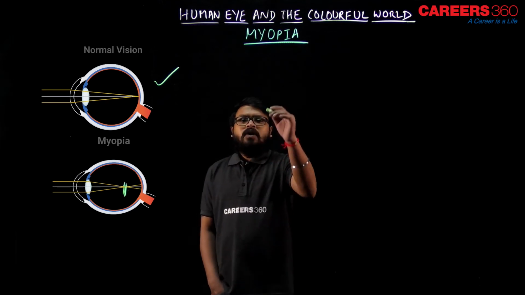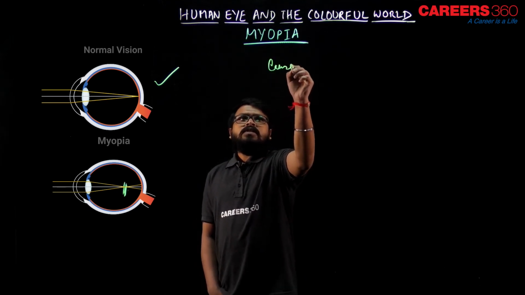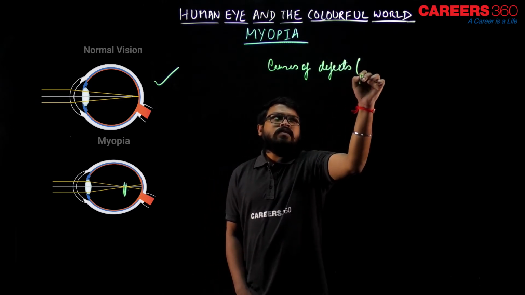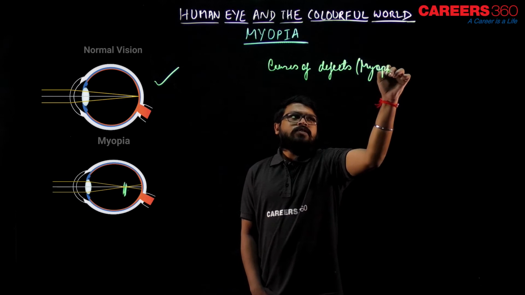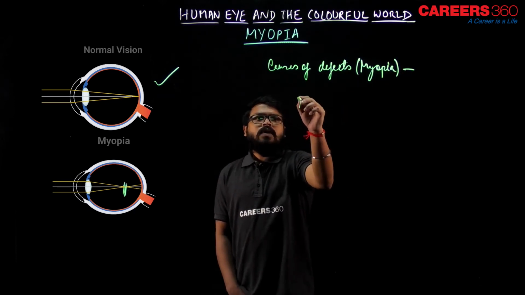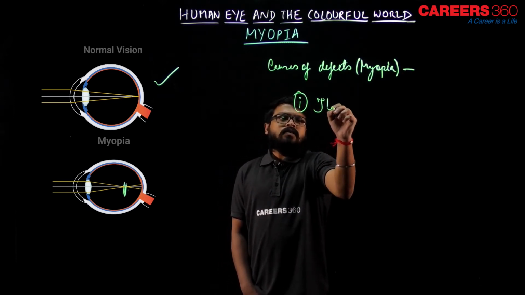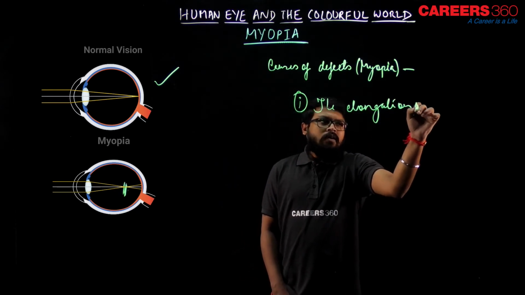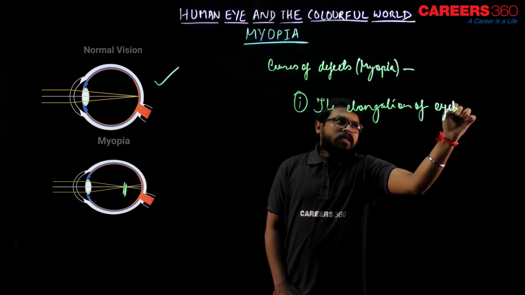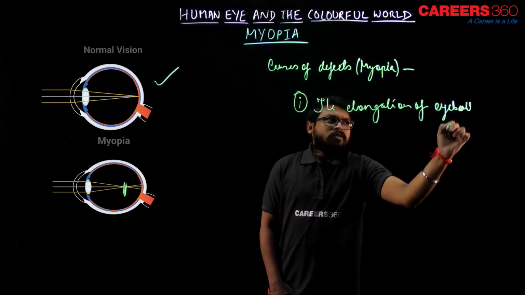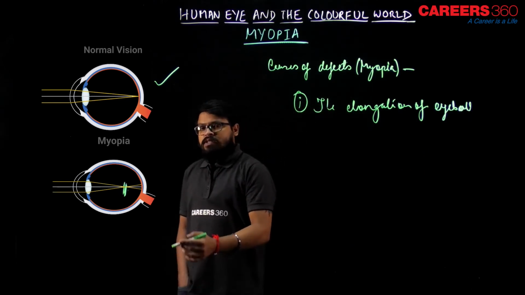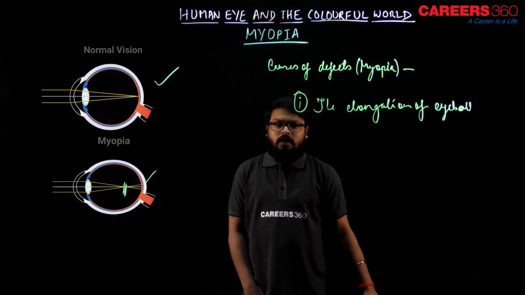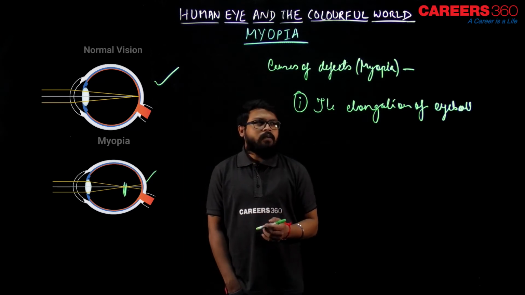So, what are the causes? Causes of defects. Which defect? Myopia. First one, the elongation of eyeball. If the eyeball is getting elongated, then the person will suffer from myopia, because the image would be formed before the retina wall, not exactly at the retina wall.